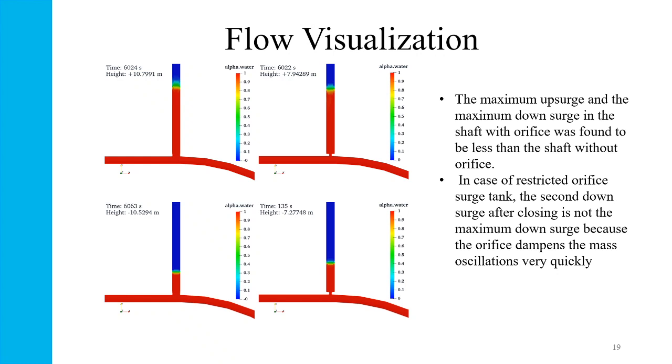Now these graphs show the water volume fraction plot showing the maximum upsurge and maximum downsurge in cases with simple surge and restricted orifice surge tank. The values for maximum upsurge and downsurge were less in case of orifice than with simple surge.